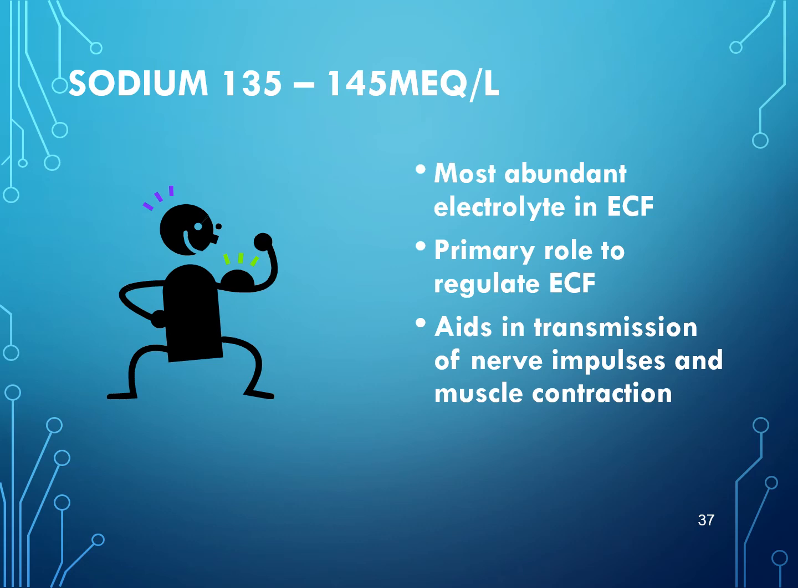Sodium, 135 to 145. It is the most abundant electrolyte in the extracellular fluid. The primary role is to regulate the extracellular fluid, with a role in regulating water balance in the body, along with antidiuretic hormone and the renin-angiotensin-aldosterone system. It aids in the transmission of nerve impulses and muscle contraction. It's found in most body secretions, including saliva, intestinal secretions, bile, and pancreatic secretions. It's commonly eliminated through the skin in sweat and in the kidneys and urine. The average diet is 5 to 6 grams of sodium or more.